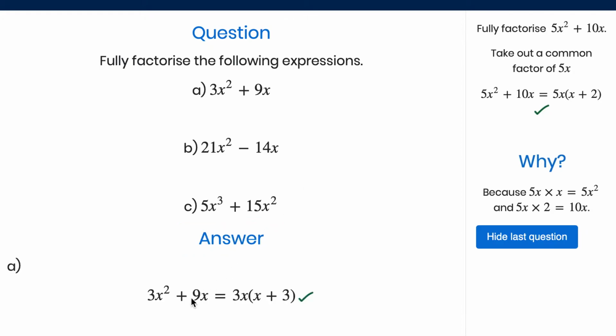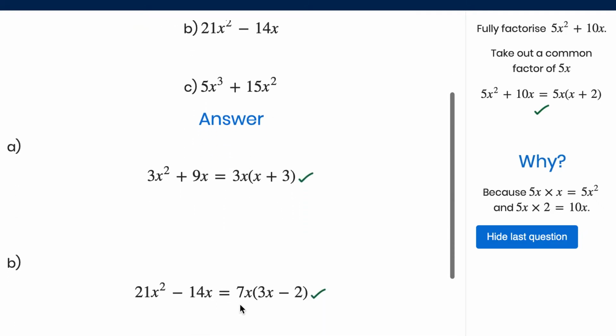So for part A, you can take out 3x to get 3x times x plus 3, and that's because 3x times x is 3x squared, and 3x times 3 is 9x. Okay, so for part B, similarly, you can take out 7x, so you'd have 7x outside, and then inside the brackets you've got 3x minus 2, because 7x times 3x is 21x squared, because 7 times 3 is 21, and minus 2 at the end, because 7x times minus 2 is minus 14.